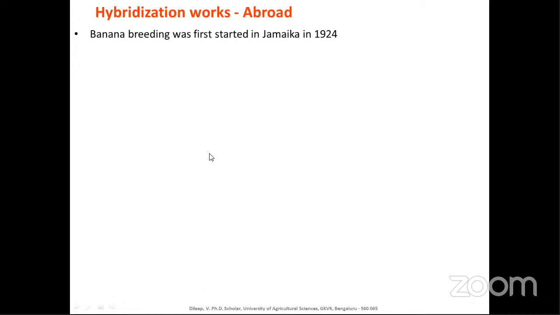So hybridization work has been undertaken in banana. The breeding was first started in Jamaica, in 1924. And who started the hybridization work of mango?